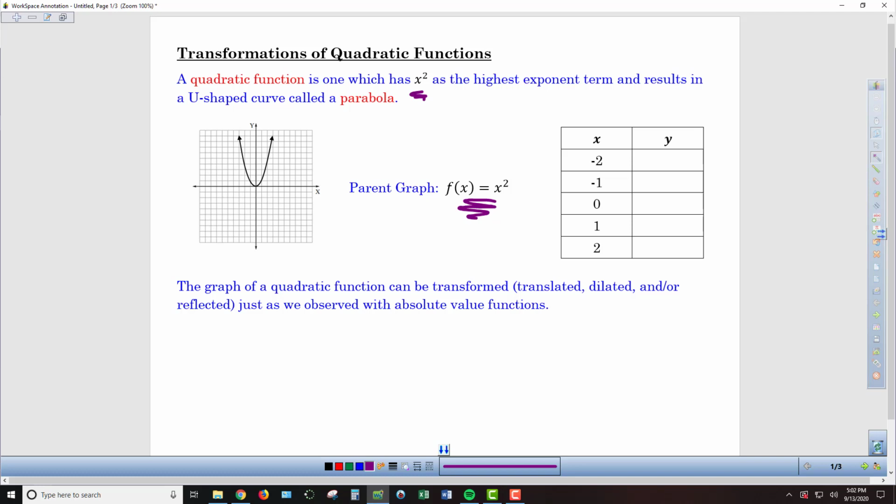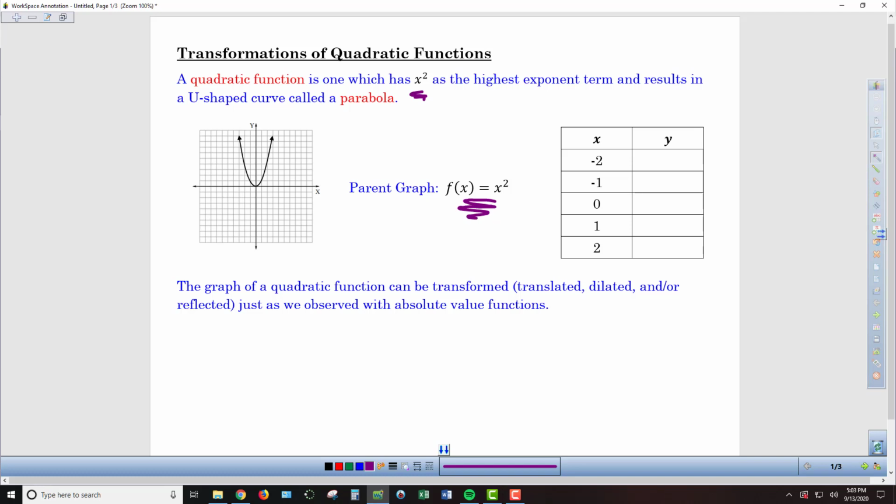And so the parent graph that we're going to be working off of for all of our study of these functions is just the regular old parabola that's generated by the function f of x equals x squared. Hopefully we're familiar with this type of graph and this type of function. But just to make sure that we remember how it operates, we've got this t-table that we'll work with to help generate a pattern of values that we're going to use for all of our functions.